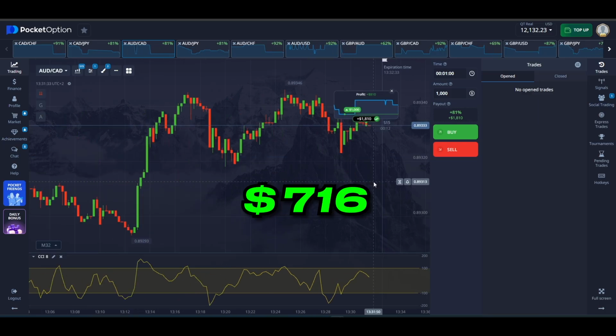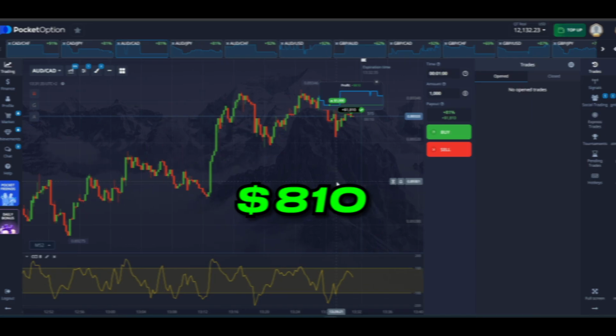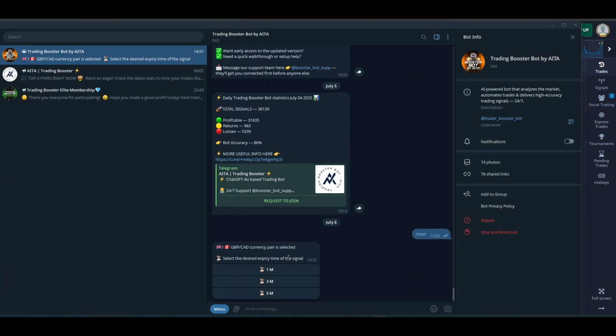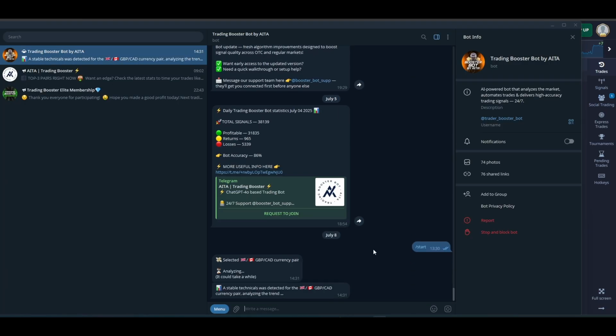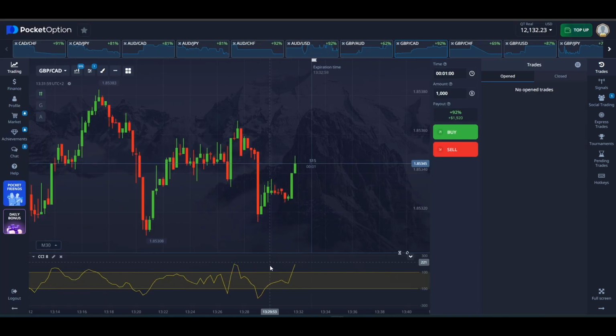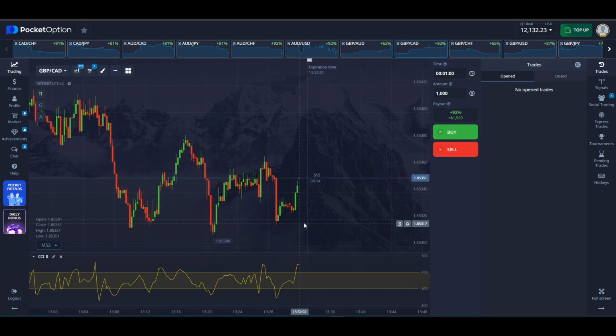The first trade brings me 810 bucks. Awesome. Now I'm choosing the currency pair British pound to Canadian dollar. Let's see what the booster bot tells us. I'm getting a buy signal, and as you can see, once again, the price is going beyond all these levels. So I'm skipping this trade.